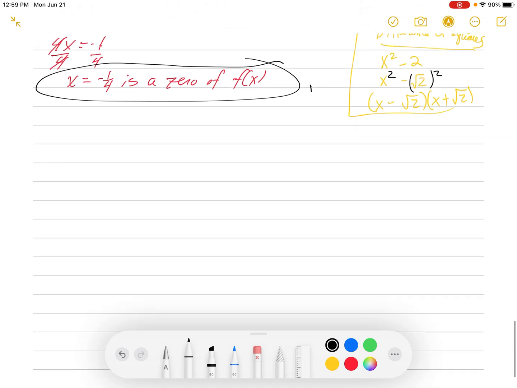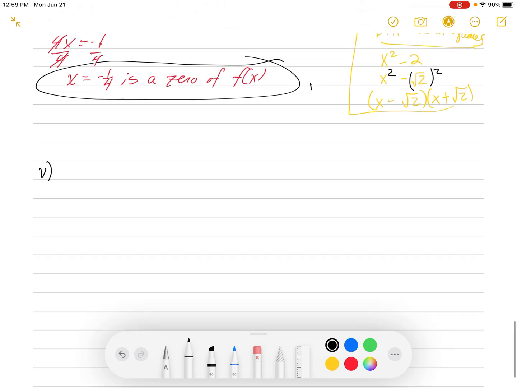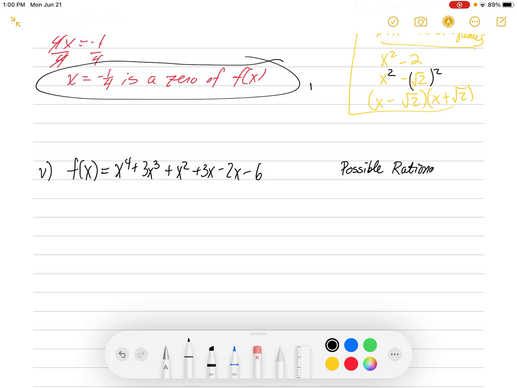I want to do one more problem where everything maybe doesn't factor out so nicely. It's a little more tedious, maybe in some ways. So this is a number 5. It's another 4th degree polynomial, x to the 4th plus 3x cubed plus x squared plus 3x minus 2x minus 6. And I wouldn't have a clue how to factor that just by looking at it. So I would start with maybe trying out possible rational zeros.